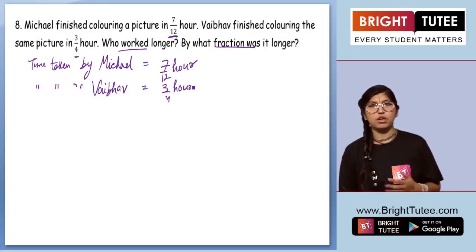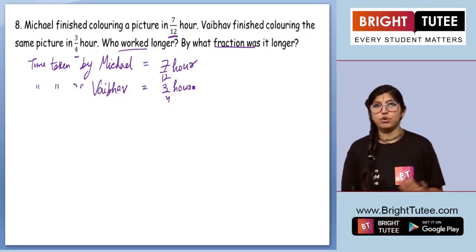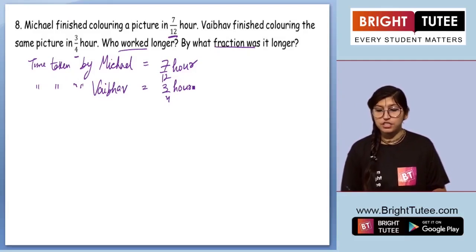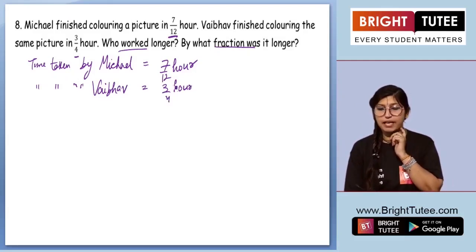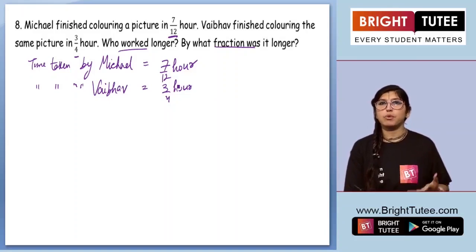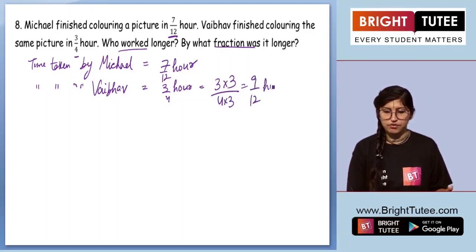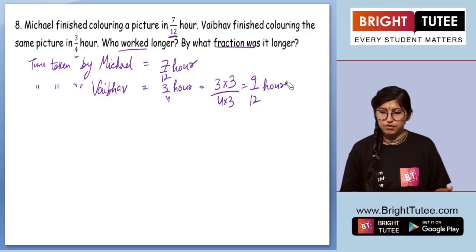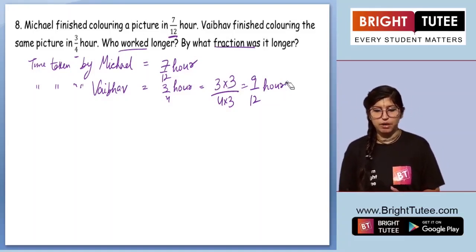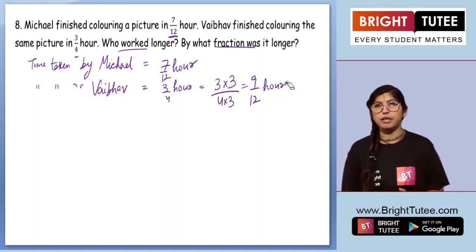Now to check who worked longer, that means we need to compare these two. To compare these two, we need to convert it to like fraction. To convert it to like fraction, we need to make the denominators same. So if we take the LCM of 12 and 4, we will be getting 12 as an LCM. So time taken by Michael is 7 by 12. Now to convert Weber's time to the like fraction, we will be multiplying by 3 to the numerator and denominator, which will be 9 by 12 hours. So time taken by Michael is 7 by 12 hours. Time taken by Weber is 9 by 12 hours.